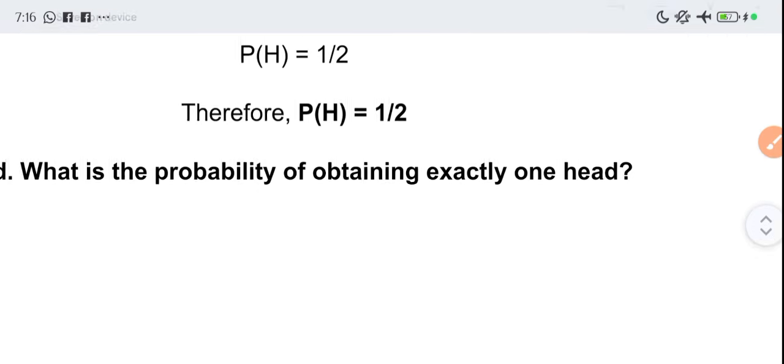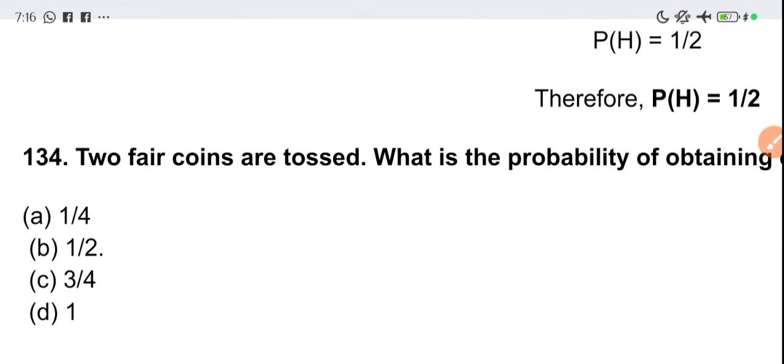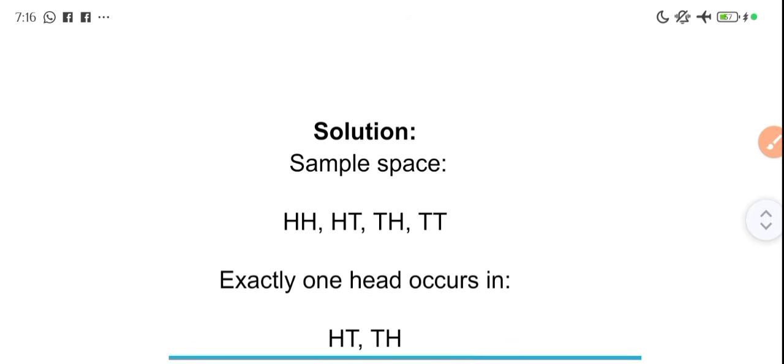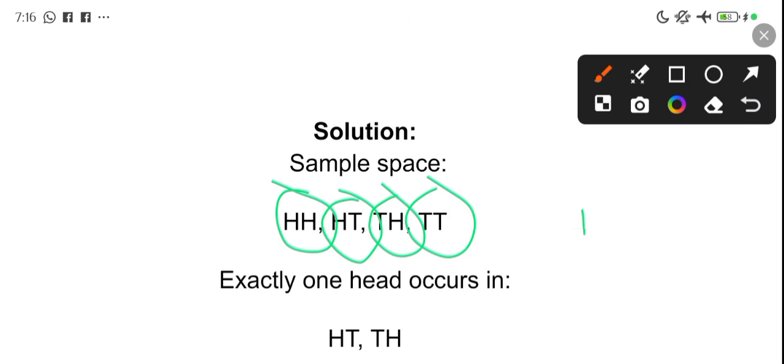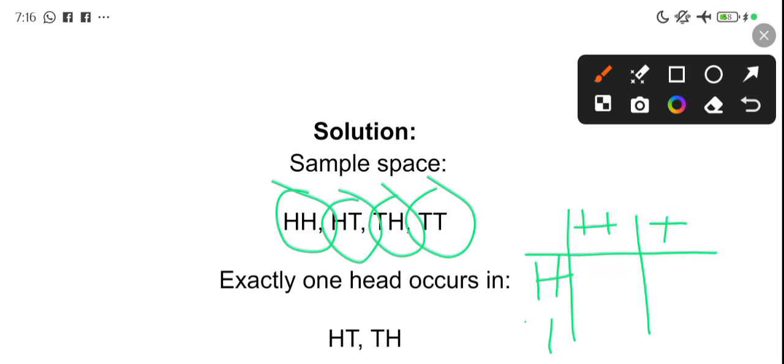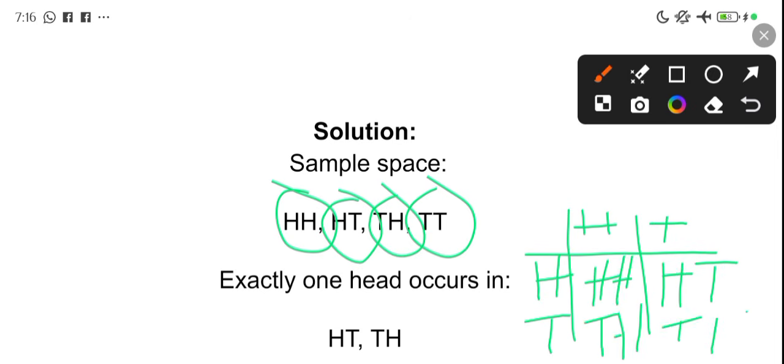What is the probability of obtaining exactly 1 head? Okay, you see half. Now the solution: if two coins are tossed, you have head head, head tail, tail head, tail tail. So it's very simple. You have head head, head tail, tail head, and tail tail.